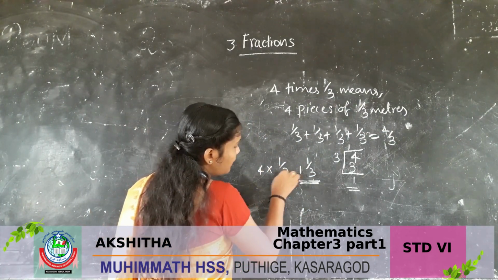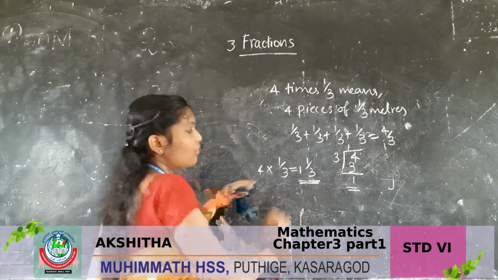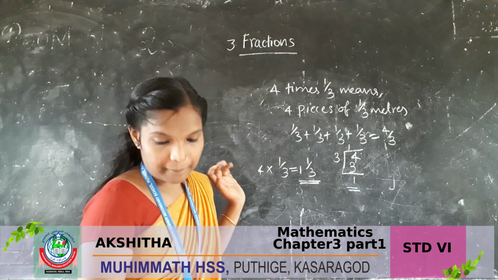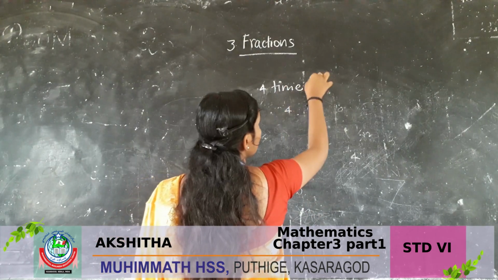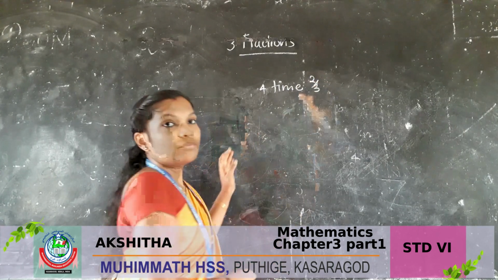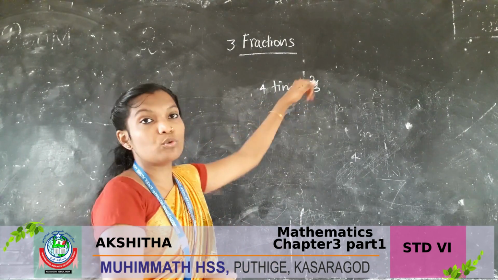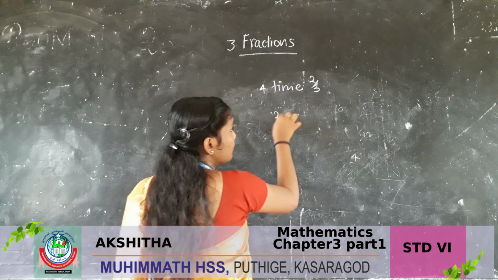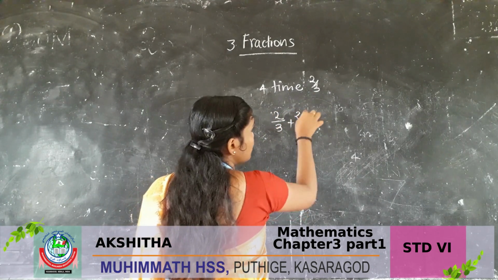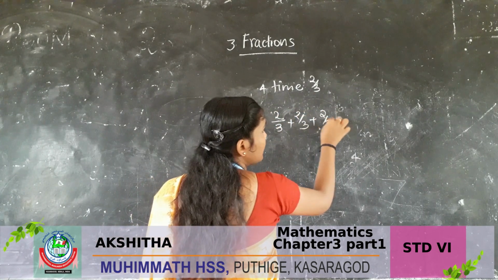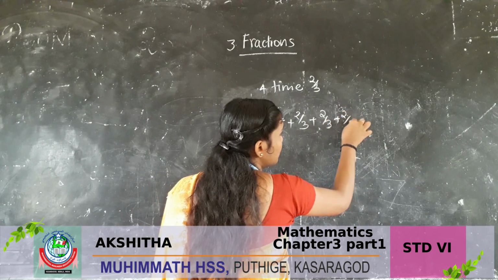4 into 1 by 3 is equal to 1 by 3. What is the answer of 4 times 2 by 3? What is the answer? 4 times 2 by 3. How can we find out? 2 by 3 plus 2 by 3 plus 2 by 3 plus 2 by 3.